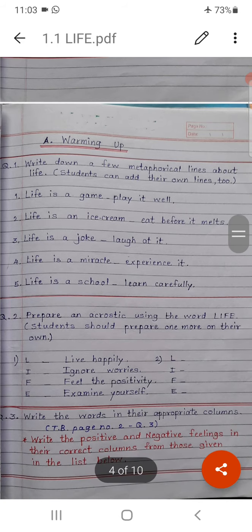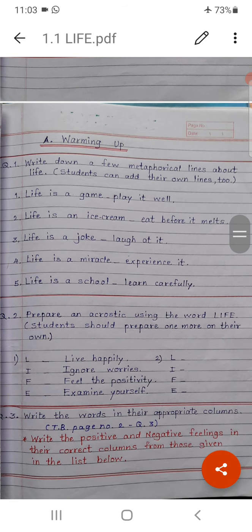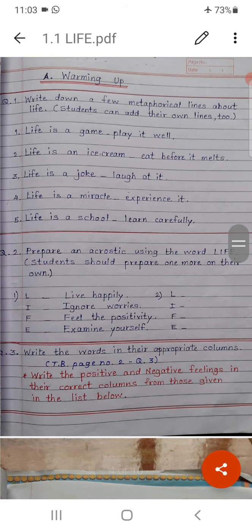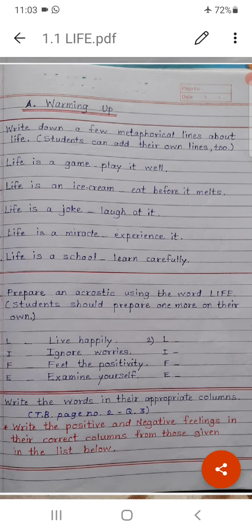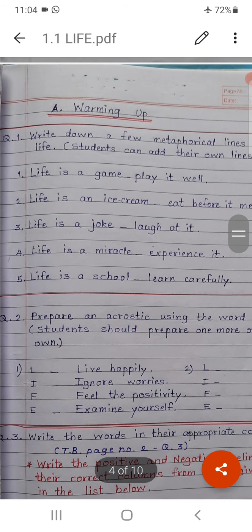Now, the next thing is the warming up activity. In the warming up activity, there are 3 questions overall given, and we will see all these 3 questions. Question number 1 is write down a few metaphorical lines about life. Metaphor, where a hidden comparison is done, in which life is a game, play it well. It is actually comparison only. Life is like a game. Life is compared to a game, and hence where there are no words such as 'as' or 'like', it is metaphor.